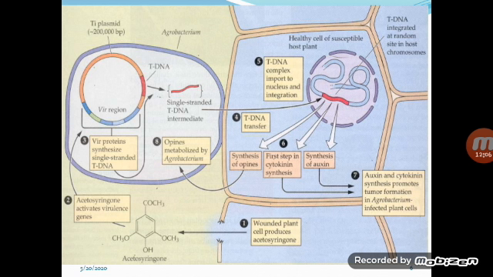So these are the overall steps involved in transformation by Agrobacterium, or transformation of a gene in a plant cell through Agrobacterium.